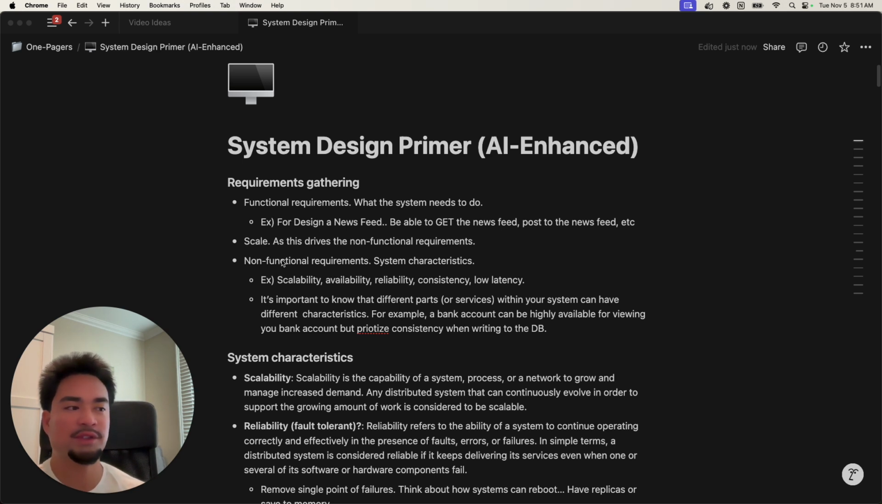Non-functional is more of system characteristics, like is it scalable? Is your system going to scale when we have 100 million people posting on your website? Is it going to be reliable if there's an earthquake in California? Those are the different non-functional requirements.